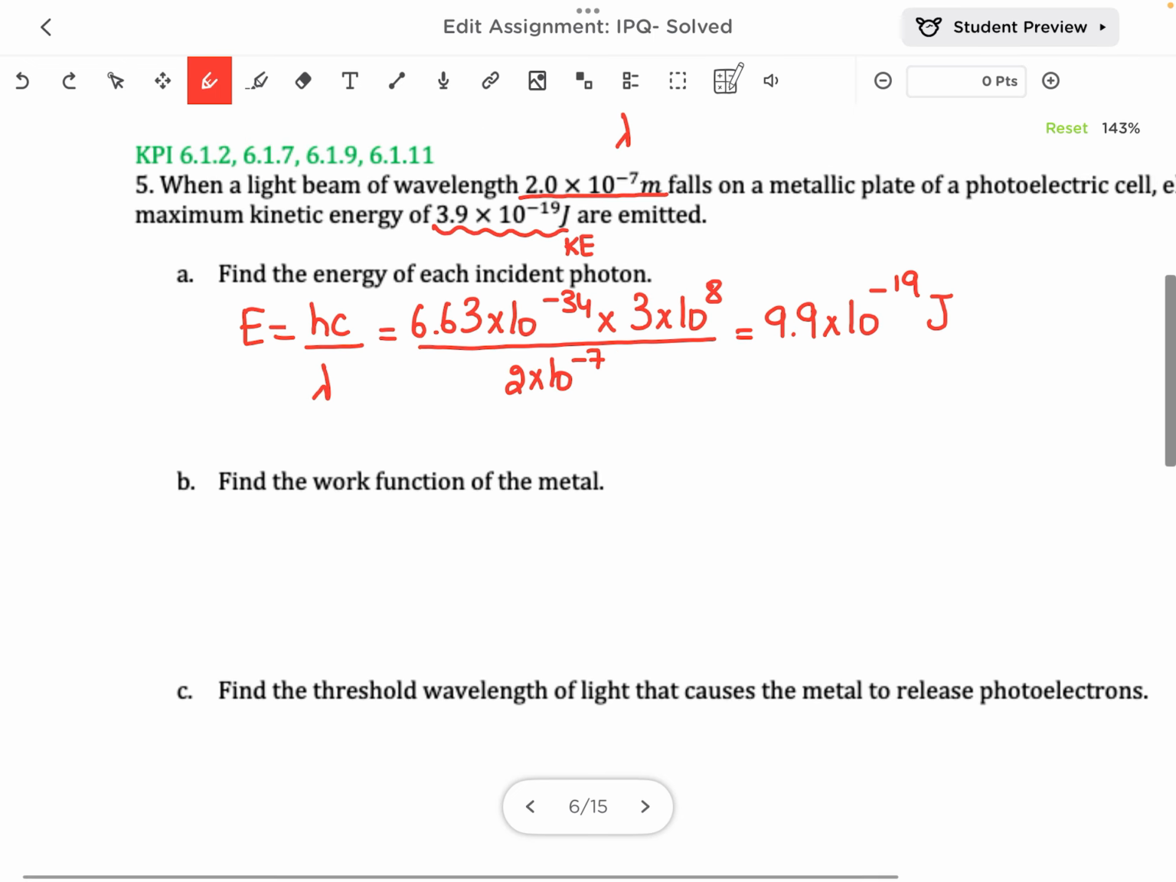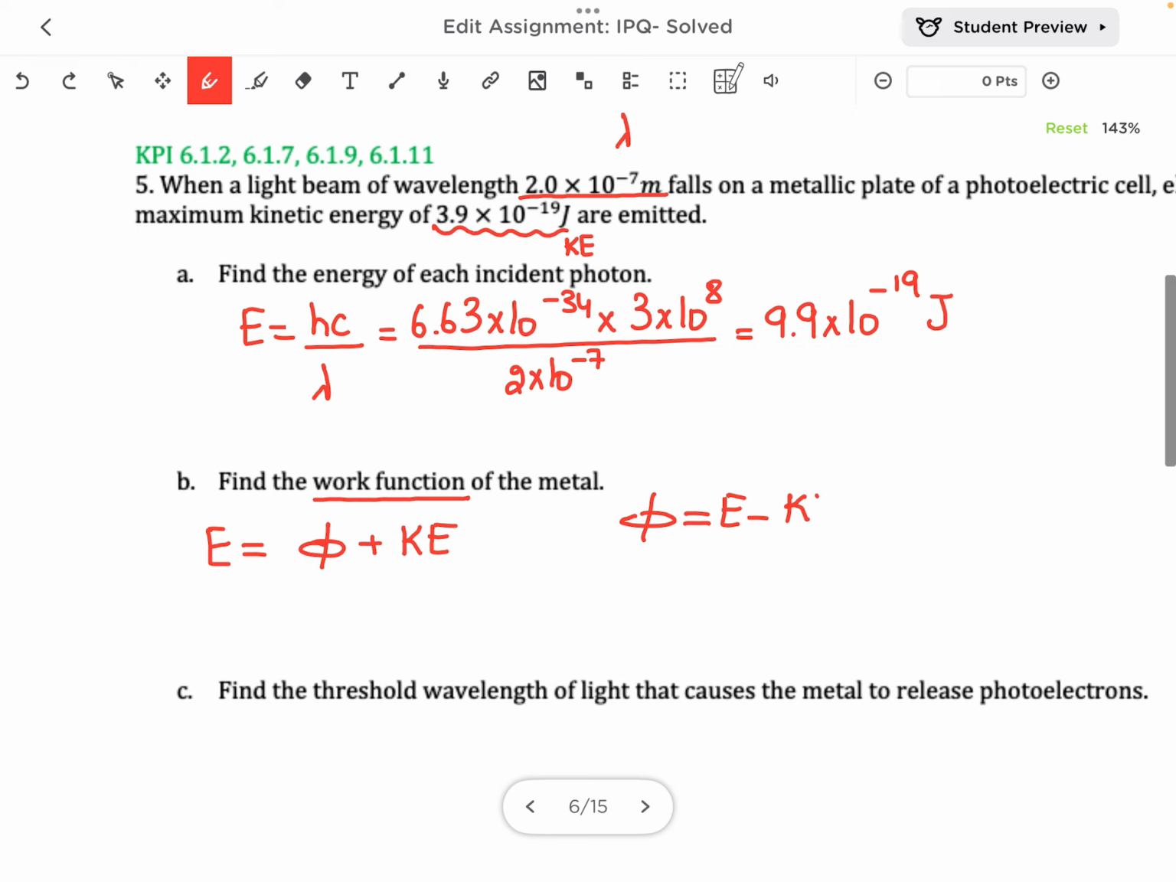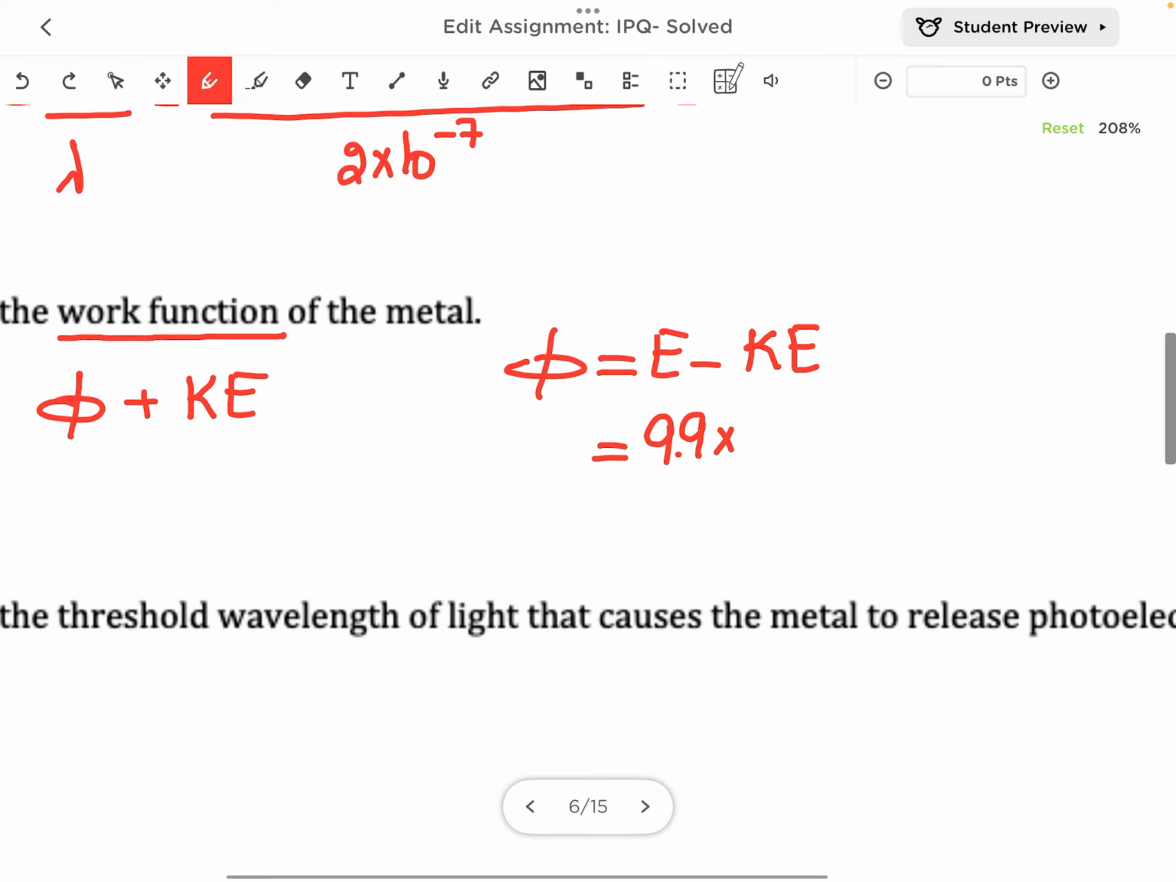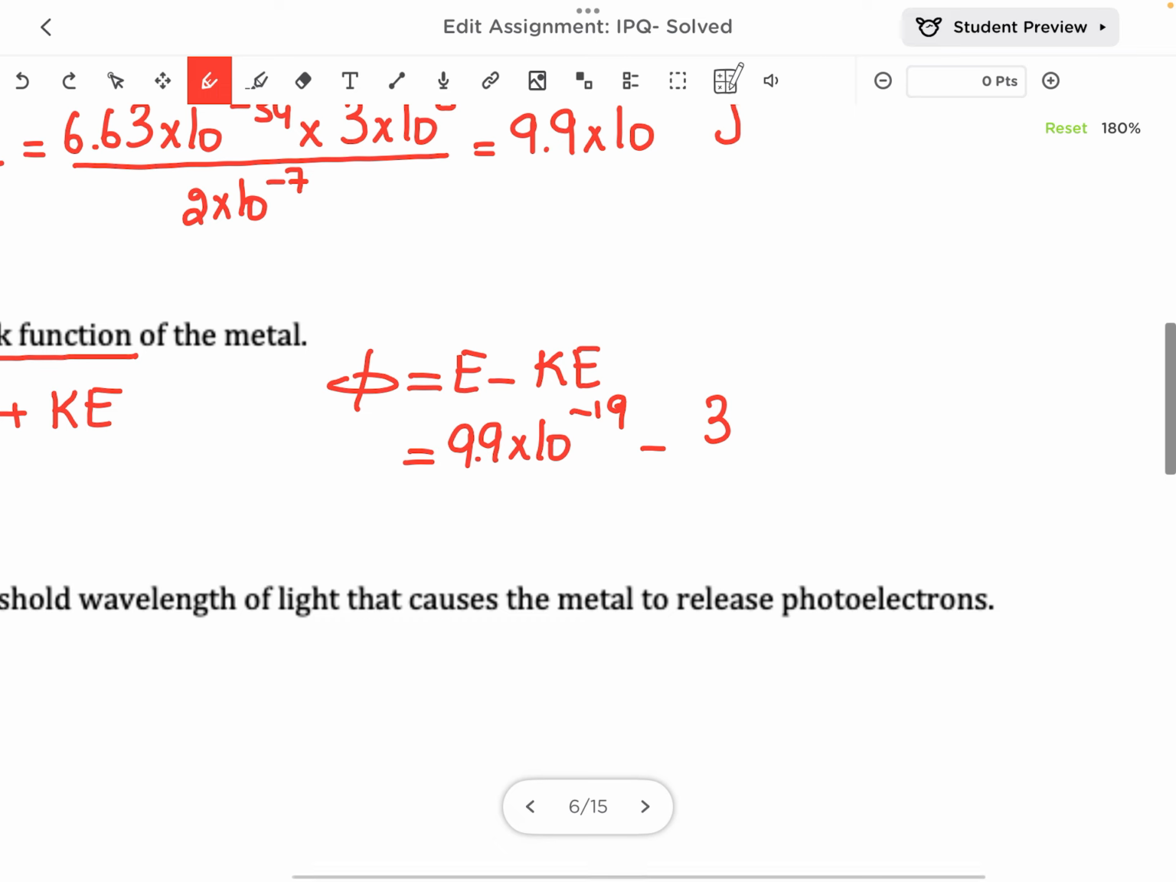Now how do I find the work function? Now that I have the energy and the kinetic energy, I can simply find the work function. Replacing everything by its value, the work function is the energy minus the kinetic energy. So it is 9.9 times 10 to the power of negative 19 minus the kinetic energy that I already have, 3.9 times 10 to the power of negative 19, which is only 6 times 10 to the power of negative 19 joules.